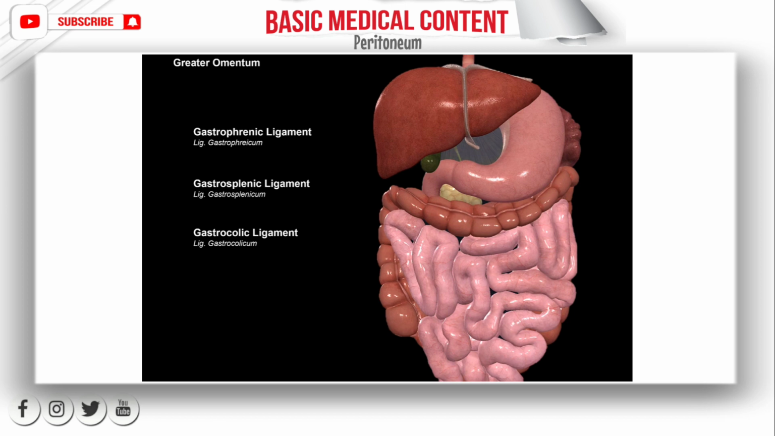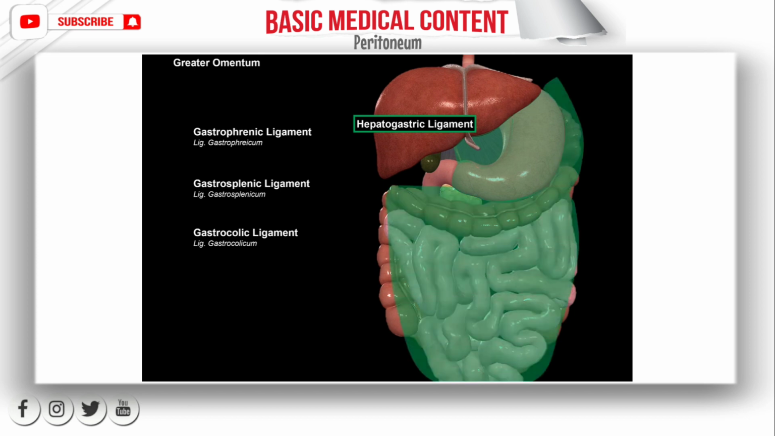Alright, but here's something interesting about these three ligaments: they are a continuation of the hepatogastric ligament. So if you imagine the hepatogastric ligament of the lesser omentum attaches to the lesser curvature of the stomach, right? But then it continues on and covers the anterior and the posterior surface of the stomach. So it's still the hepatogastric ligament, right? And then it continues out from the greater curvature of the stomach as these three ligaments you see right here, called the greater omentum. So the greater omentum is initially formed by the hepatogastric ligament.